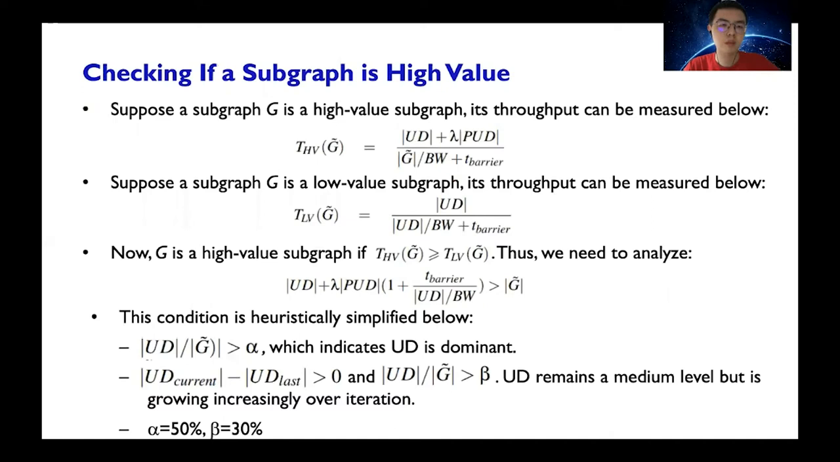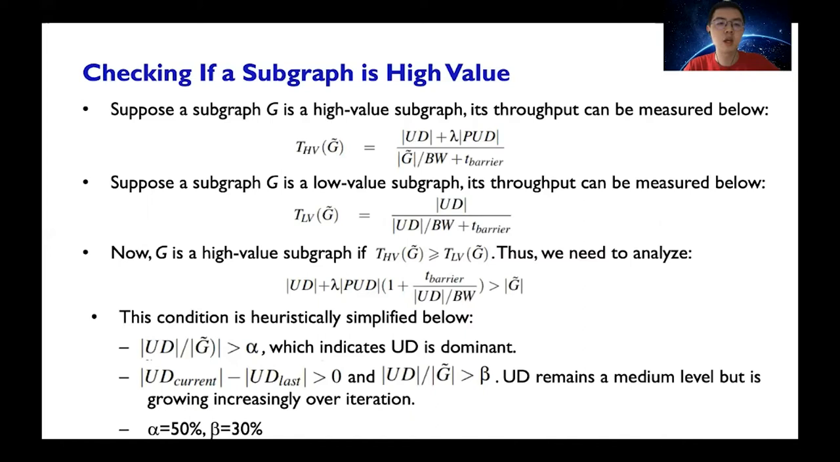Suppose subgraph G is a high-value subgraph. Its throughput can be measured as T_HV, where the denominator represents the data transfer time and is used to approximate the time on processing G. T_barrier is a serialization overhead for G. The numerator represents the amount of UD and PUD accessed when G is iterated on the GPU. We use a balance factor lambda to decay PUD to signify the actual amount of PUD accessed.